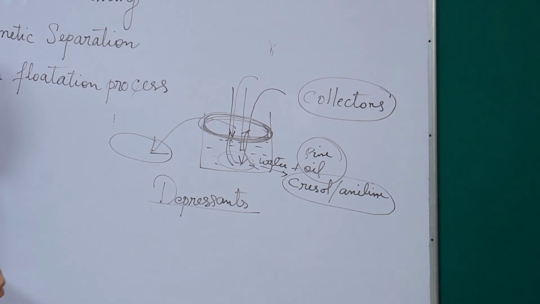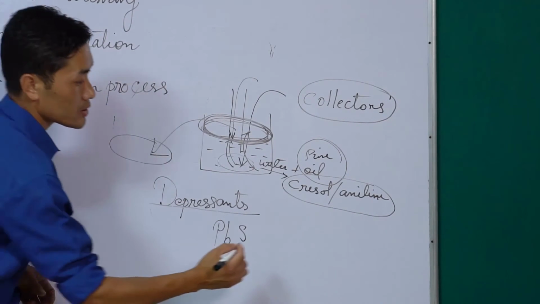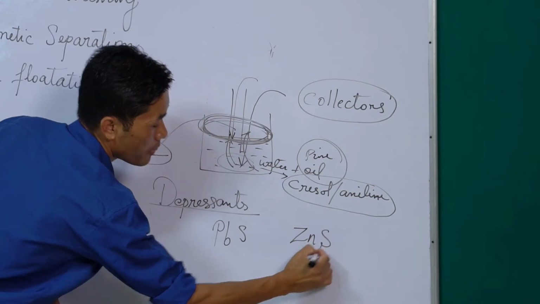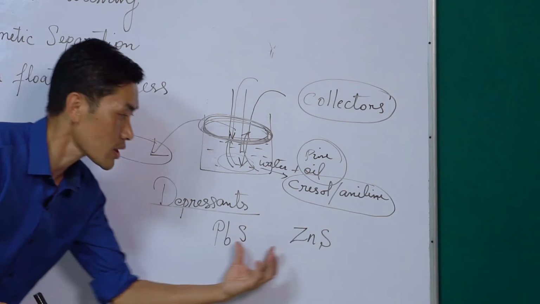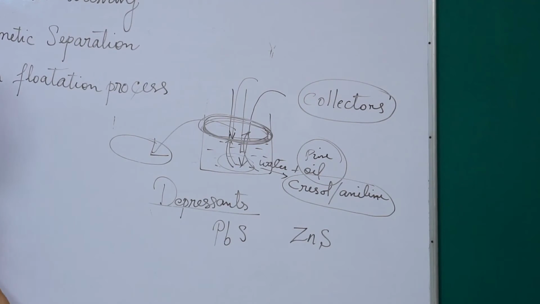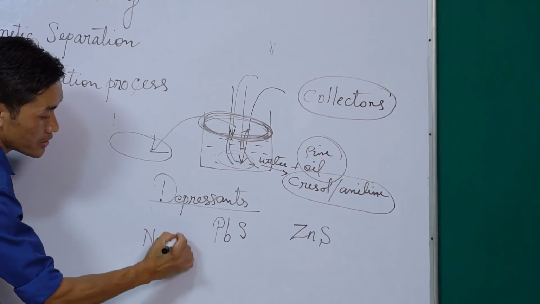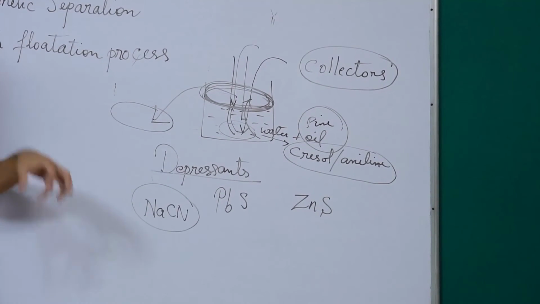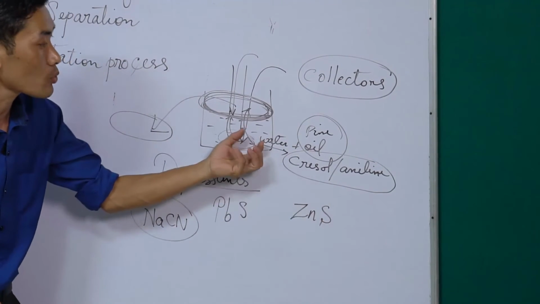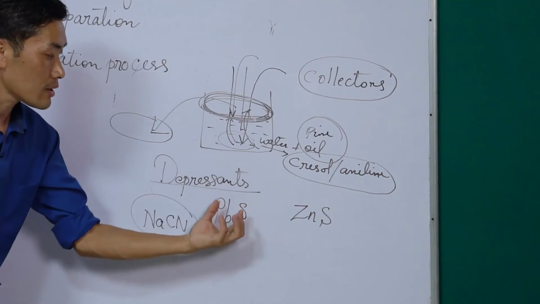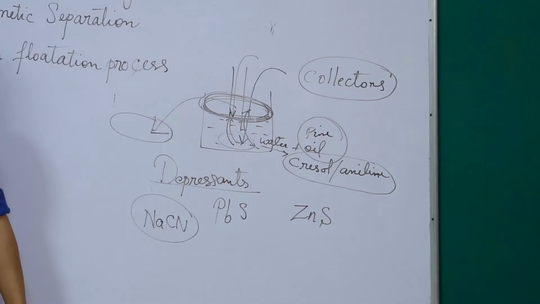For example, if we have an ore containing lead sulfide as well as zinc sulfide, we want to separate the two sulfides from each other. In this case, we put sodium cyanide as a depressant. This sodium cyanide effectively prevents the zinc sulfide from going into the froth. So only lead sulfide goes into the froth and it can be separated from the zinc sulfide.